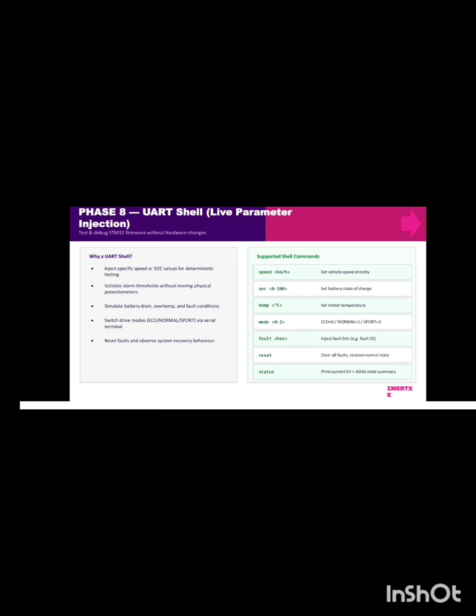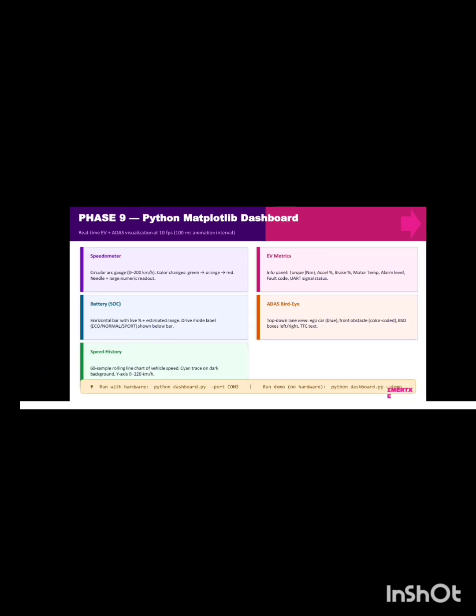The UART shell is mainly for testing. Instead of changing sensors physically, we send commands through the serial monitor. The commands include speed, SOC, temperature, mode, reset, status, and fault. Testing becomes much easier. Then again, coming to phase 9, the Python dashboard refreshes every 100 milliseconds. It displays the speedometer, battery SOC, EV metrics, bird's eye view, alarm status, and that's it.